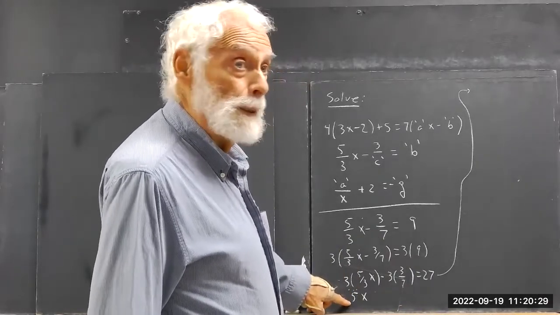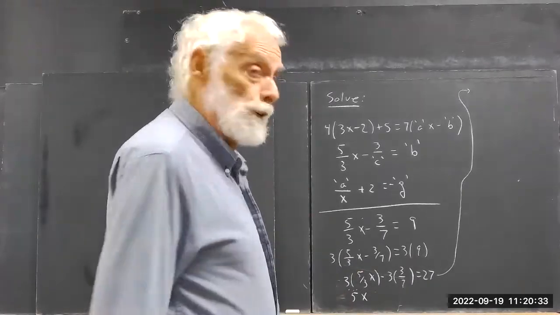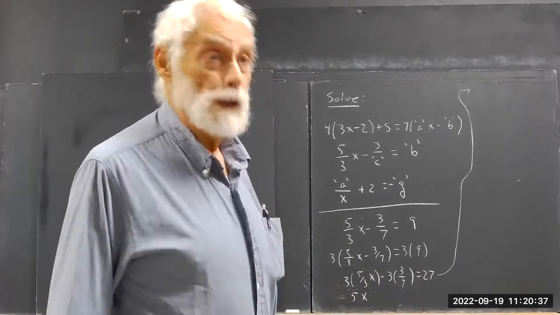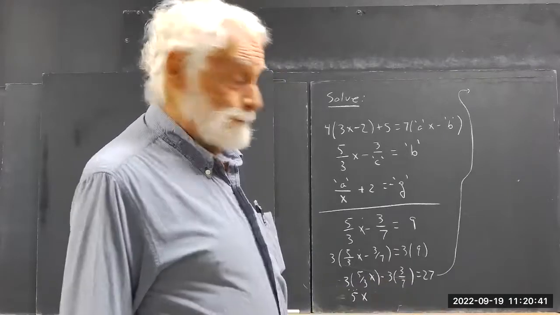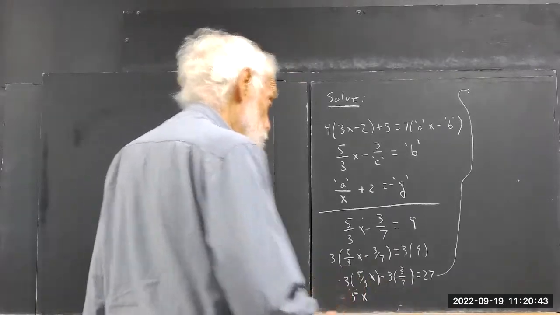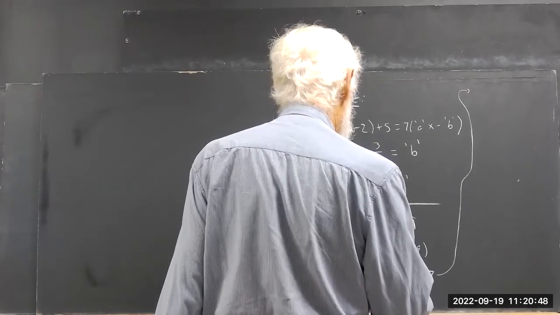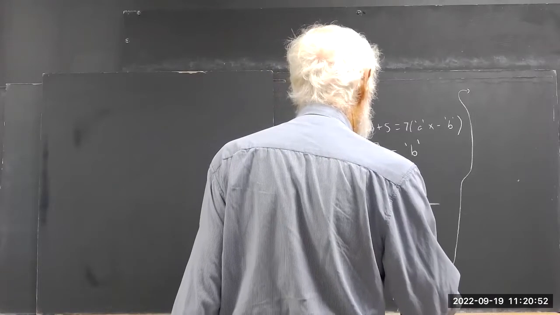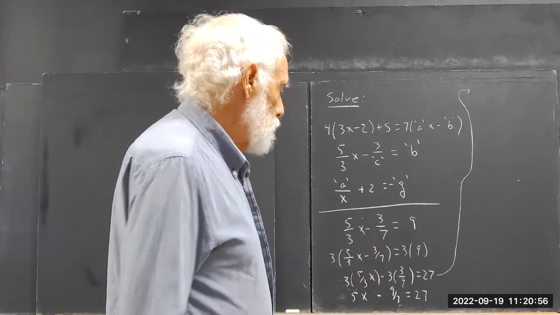You do want to see those steps. Otherwise, you're going to get in the habit of crossing things out, and start crossing things out that don't get crossed out. I don't like crossing out at this stage. Later on, it's a real convenience. Anyhow, we got 5x minus 9/7 equals 27. Everything in the equation got multiplied by 3.